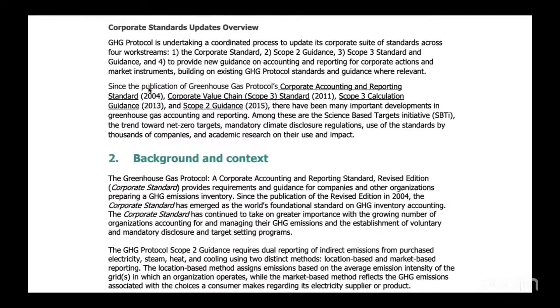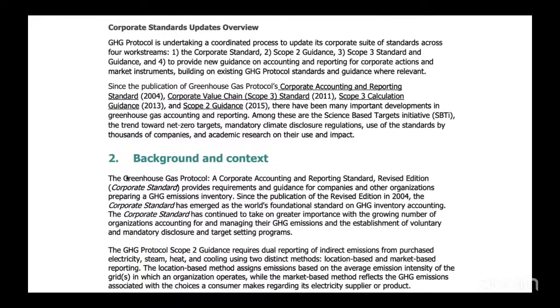where relevant. Since the publication of the Greenhouse Gas Protocol Corporate Accounting and Reporting Standard, Corporate Value Chain Scope 3 Standard, Scope 3 Calculation Guidance, and Scope 2 Guidance, there have been many important developments in greenhouse gas accounting and reporting. Among these are the Science Based Targets initiative, the trend toward net zero targets, mandatory climate disclosure regulation, use of the standards by thousands of companies, and academic research on their use and impact.